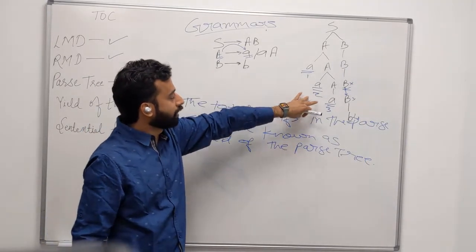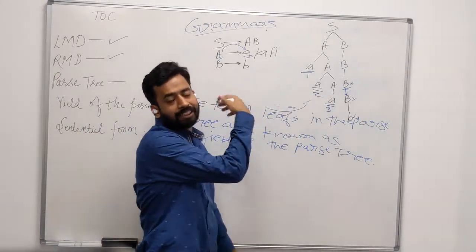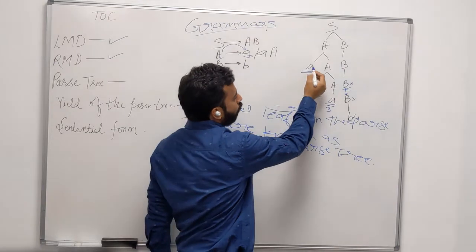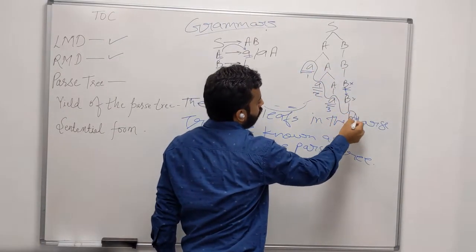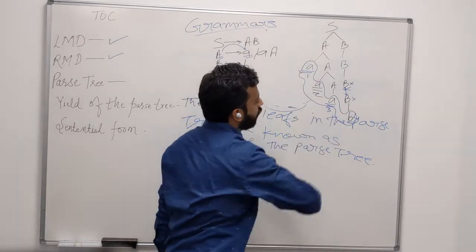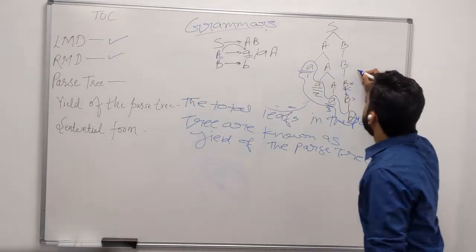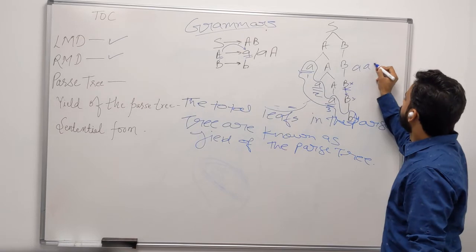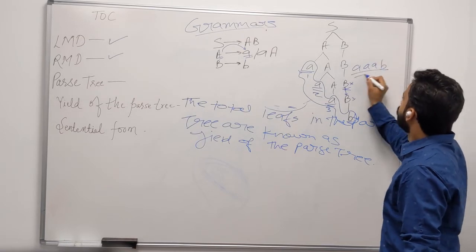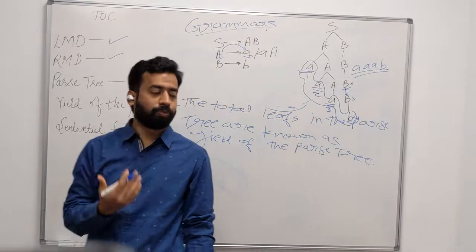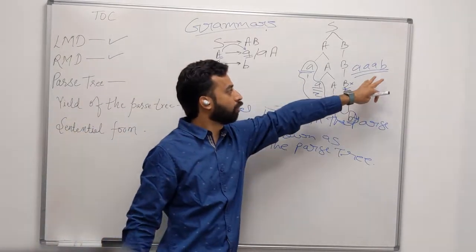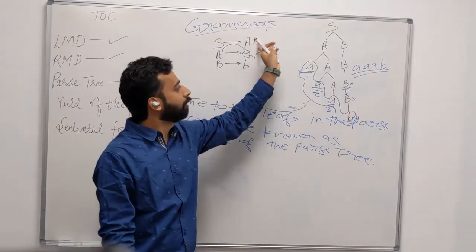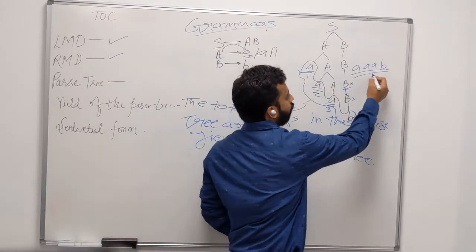Okay. So what is the string? Reading the yield from left to right, this is my string. So reading the yield from left to right gives you a string or sentence of the parse tree. So the string or sentence that you have derived from this grammar is this. So this is my yield.